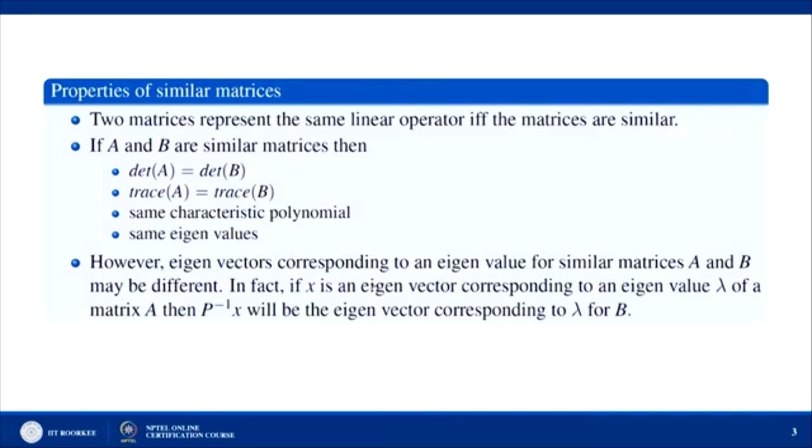You can easily see that two matrices represent the same linear operator if and only if the matrices are similar. Number one: if the matrices are similar, then the linear operators are also the same, and if they have the same linear operator, then the matrices are similar. If A and B are similar matrices, then determinants are equal, traces are equal, they have the same characteristic polynomial and the same eigenvalues. This we have already discussed. However, the eigenvector corresponding to an eigenvalue for similar matrices A and B may be different. In fact, if x is an eigenvector corresponding to an eigenvalue lambda of a matrix A, then P inverse x will be the eigenvector corresponding to lambda for the matrix B. This we have already discussed.